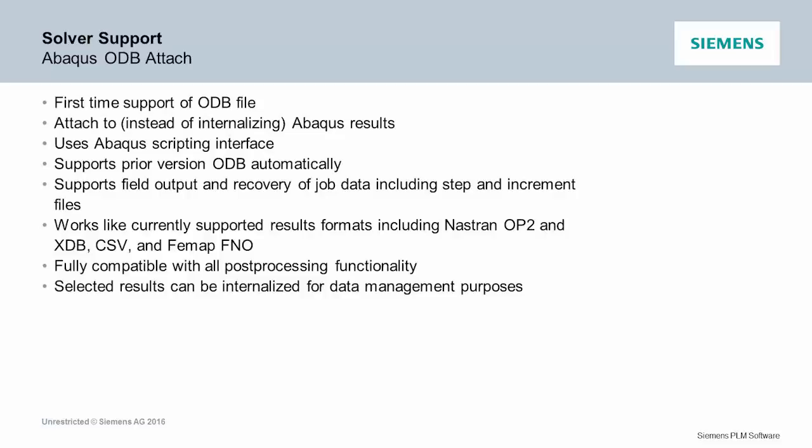If you've got an old Abaqus ODB file, when you go to attach and use their libraries to access it, it automatically knows what version it is. It gives you back the right results. So just like using OP2s, XDBs, and attaching, you now just pick an Abaqus ODB file and we attach to it, pull everything out of there when it's needed, and then if you want to internalize it, same tool. You can say bring it in the Femap database permanently if you want to.